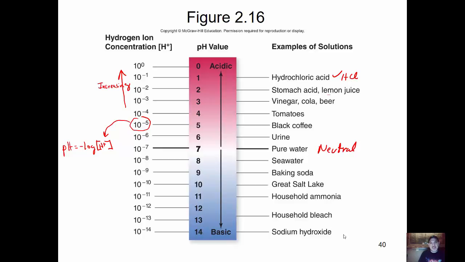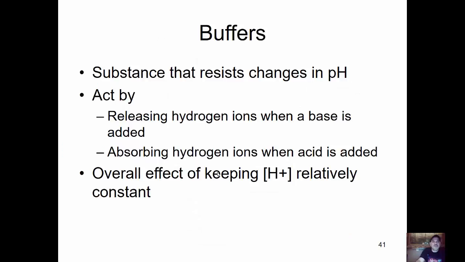Okay, and we go to that strongest laboratory base I mentioned. There's your sodium hydroxide here. Bleach is a base. Household ammonia. Baking soda is basic. Seawater is slightly basic at a pH of 8. So pH is fairly important there.